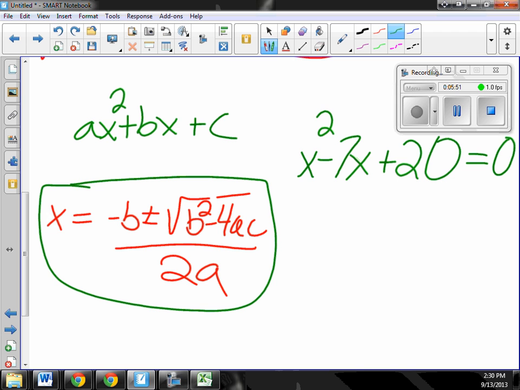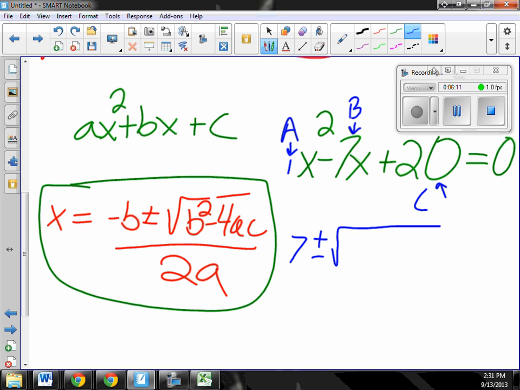Yeah, so let's plug this in. So A is 1, B is negative 7, and C is 20. Okay? So negative B is the opposite of negative 7. So 7 plus or minus the square root. B squared is 49 minus 4 times A times C, which is 80. So minus 80 over 2.